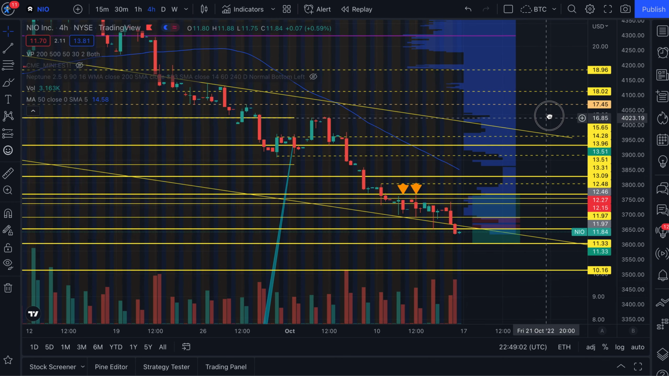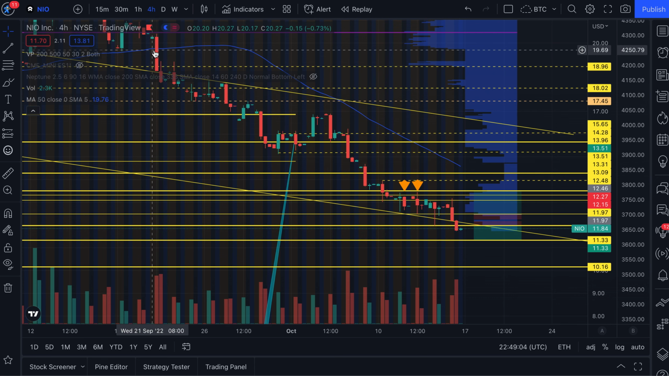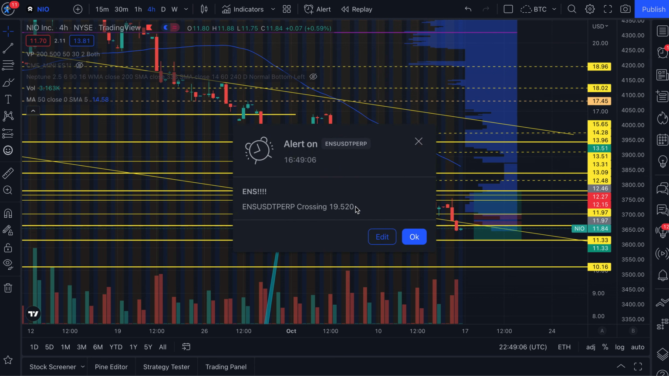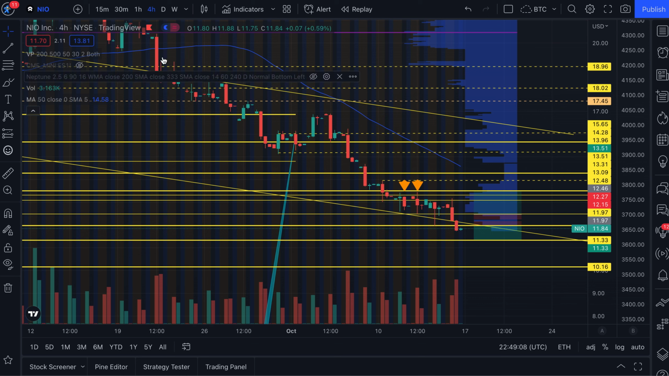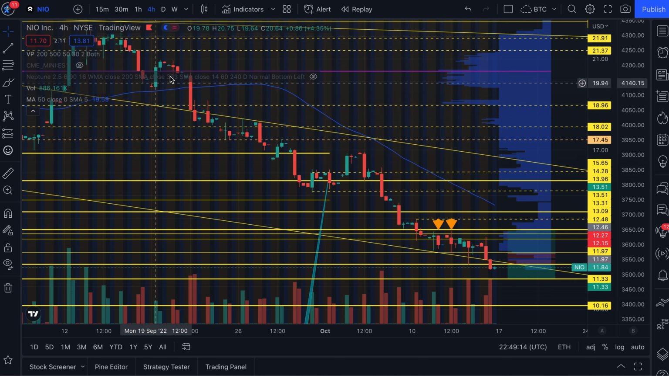So what did we have? We had NIO breaking back into this channel. Okay, very bearish news, very bearish reaction the past couple of days. Bearish here, broke into this channel. It actually broke below the 50 SMA here.